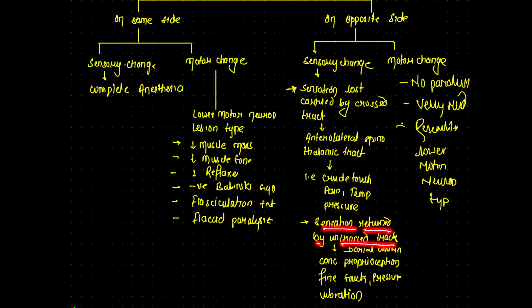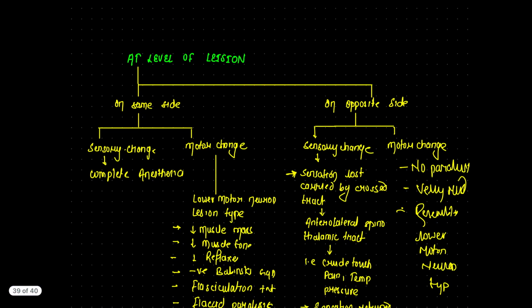By uncrossed tract, such as dorsal column tract. Dorsal column tract, the function is conscious proprioception, fine touch, pressure, vibration. Okay, now what about the motor change? Now talking about the motor change, there is no paralysis, because on the opposite side there is no paralysis. It is very mild. If paralysis is present, then it will be very mild.